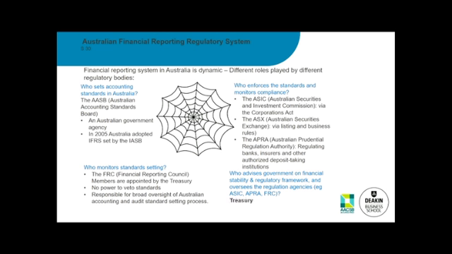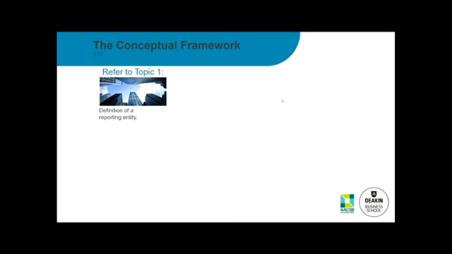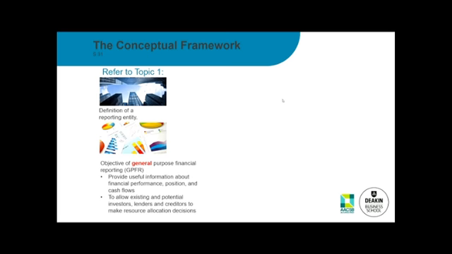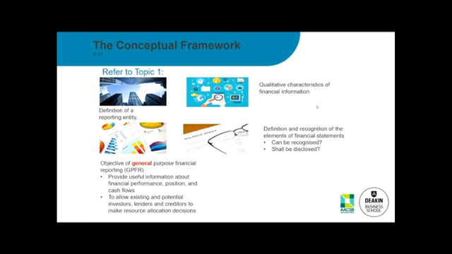Now, in topic 1, we did talk about the conceptual framework, and we defined what a reporting entity was. We also talked about general purpose financial statements and why we have them. So the information that you're seeing here is nothing new. We have already talked about that. We also talked about the qualitative characteristics of financial information. And again, if you've forgotten what it is, just go back to your slides and it'll refresh your memory.